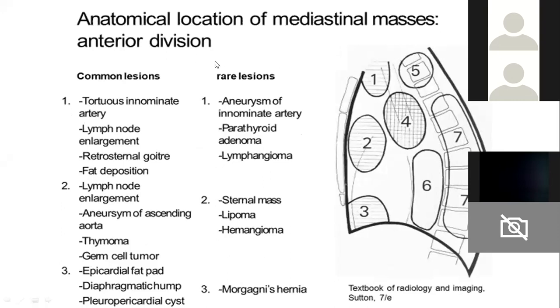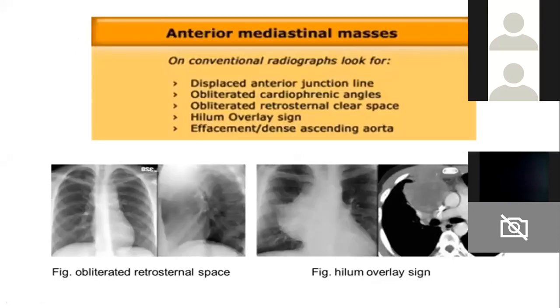So based on the location of mediastinal masses, this is from Sutton. He tells that areas number 1, 2, and 3 depicted in the image are anterior mediastinal lesions. Based on that, the differential diagnoses are given. It's there in Sutton. You can go back and have a look. Based on the locations on a lateral radiograph, you can try and identify the lesion.